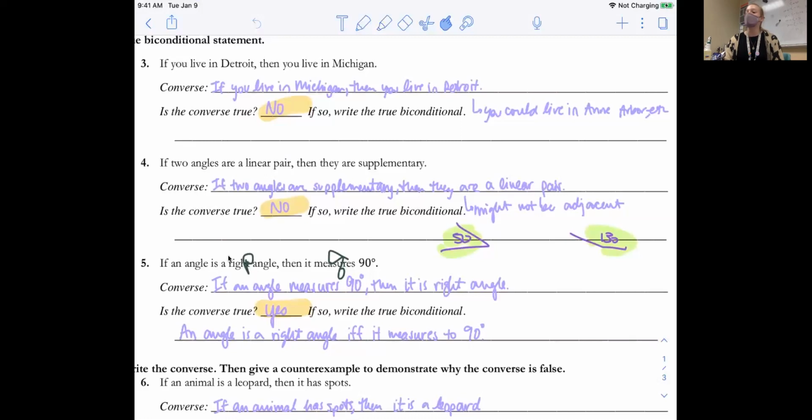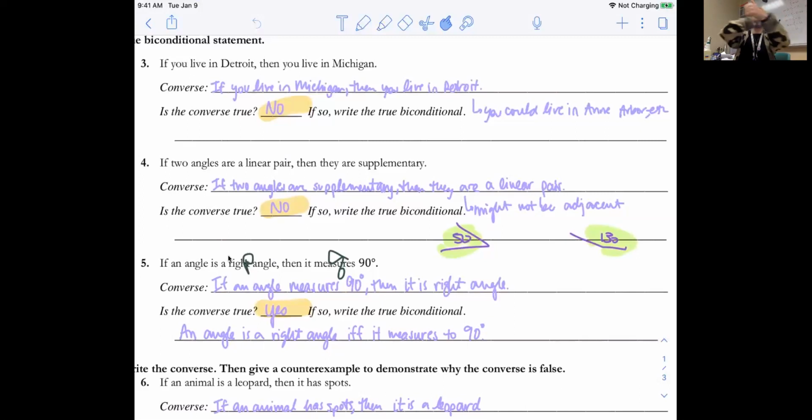Number 4, same idea. If 2 angles are supplementary, then they are a linear pair. They may be supplementary, meaning they add up to 180, but they may not be a linear pair. They may not be adjacent. So I have like 50 over here and 130 over here. They add to 180, but they're not next to each other. They're not adjacent. And then number 5, that is true.